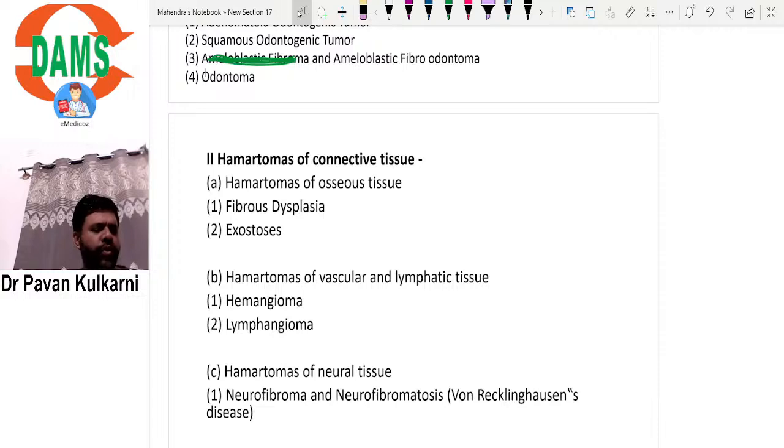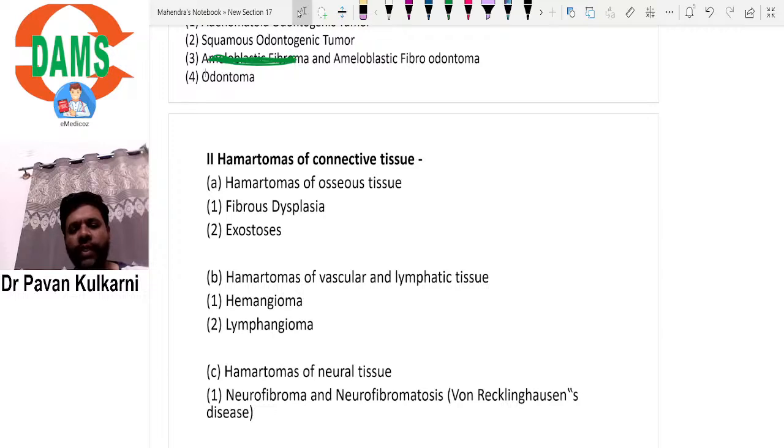Exostosis. What do you mean by exostosis? Exostosis is nothing but extra bony tissue or a bony mass. So that exostosis is also considered as a hamartoma.